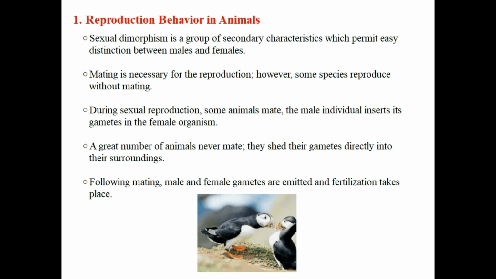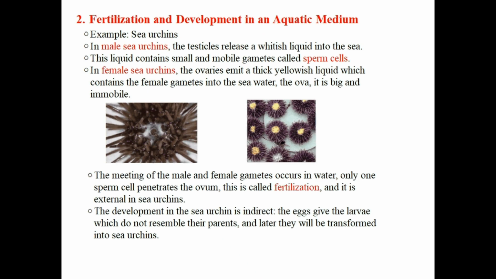A great number of animals never mate. They only shed their gametes directly into their surroundings. Following mating, male and female gametes are emitted and fertilization takes place. We're going to talk about fertilization and development in different kinds of animals.